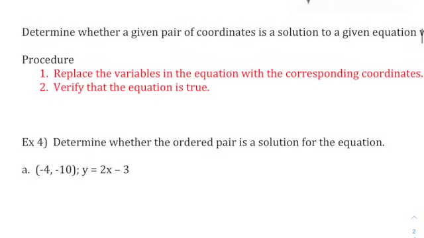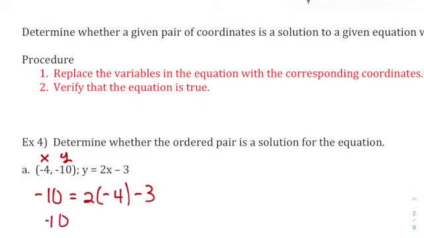Example number 4, you have -4 as the x value, -10 as the y value. That's x, that's y. So now we're going to plug it in like procedure number 1 says. Replace the variables in the equation with the corresponding coordinates. So y in this case is -10 equals 2 times -4 minus 3. Now let's work it out. That's -10 equals -8 plus minus 3. So it's -10 equals -11. No.